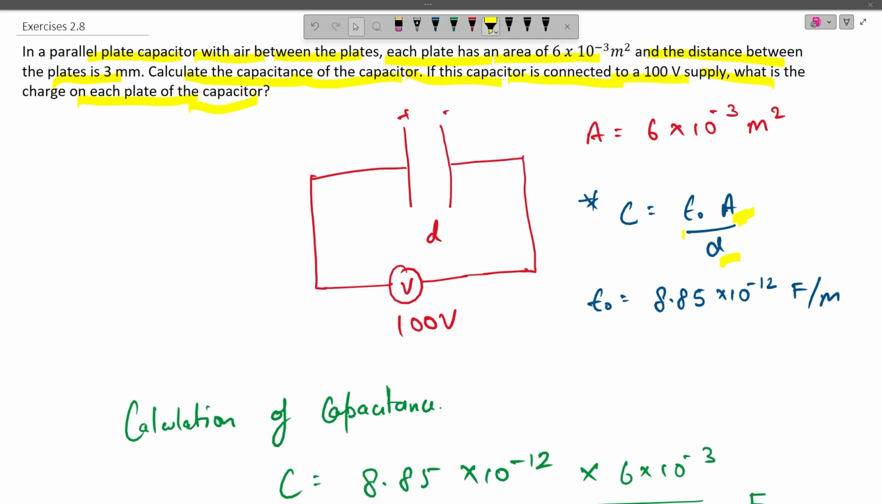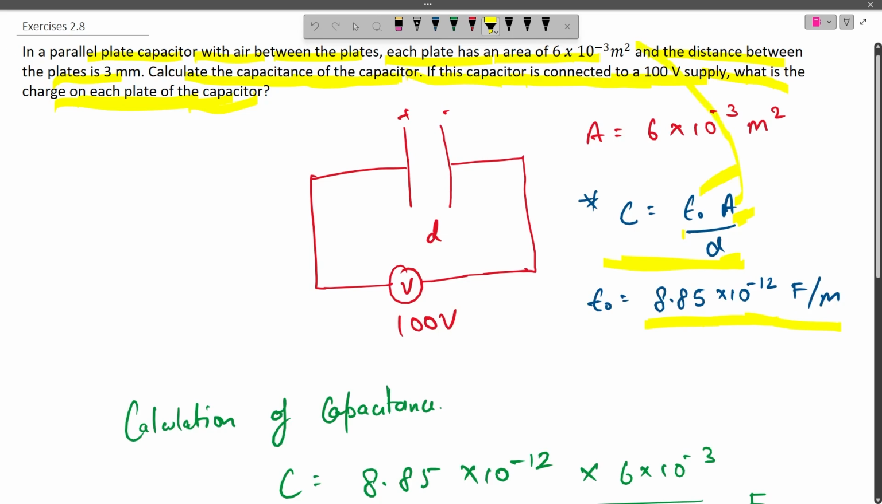Now the question said to calculate the capacitance of the capacitor, and the second question was, if this capacitor is connected to a 100 volt supply, what is the charge on each plate of the capacitor? So once we know the formula for capacitance, we can easily calculate it, because epsilon naught here for air is given by 8.85 × 10^-12 farad per meter, and A is given, that is the area of the plates, and d is also given, that is the separation between the plates. Area is 6 × 10^-3 meter squared, and d is 3 millimeter, or it is 3 × 10^-3 meter.